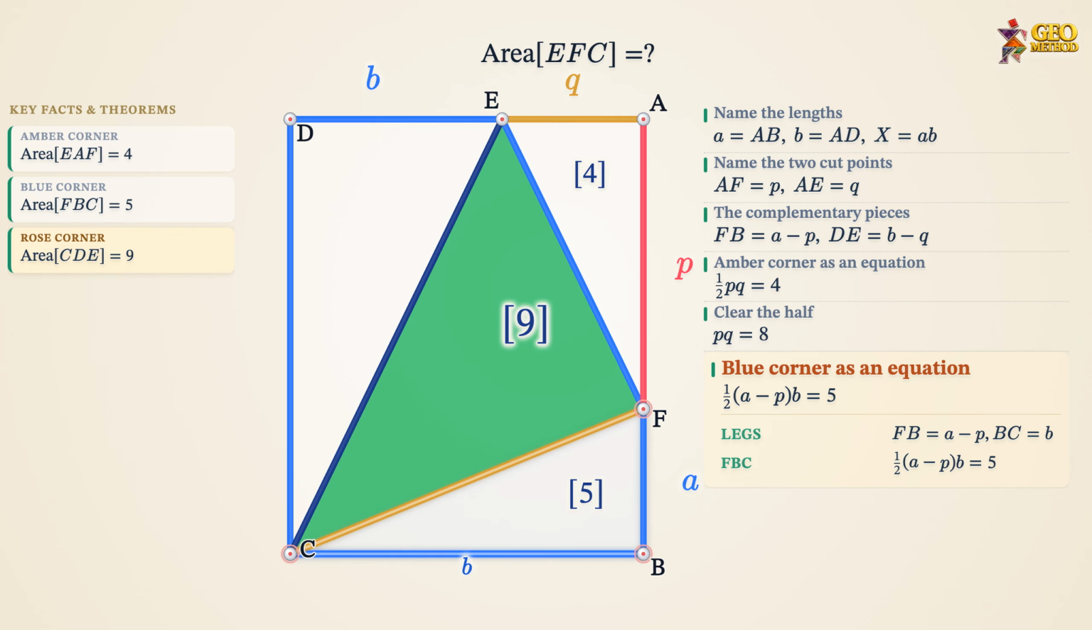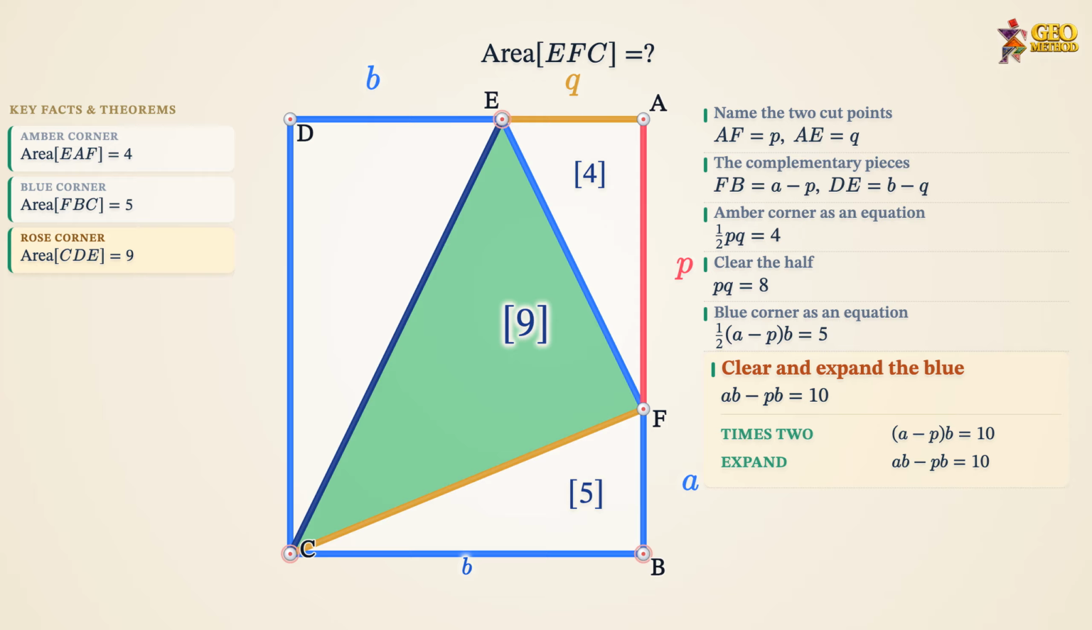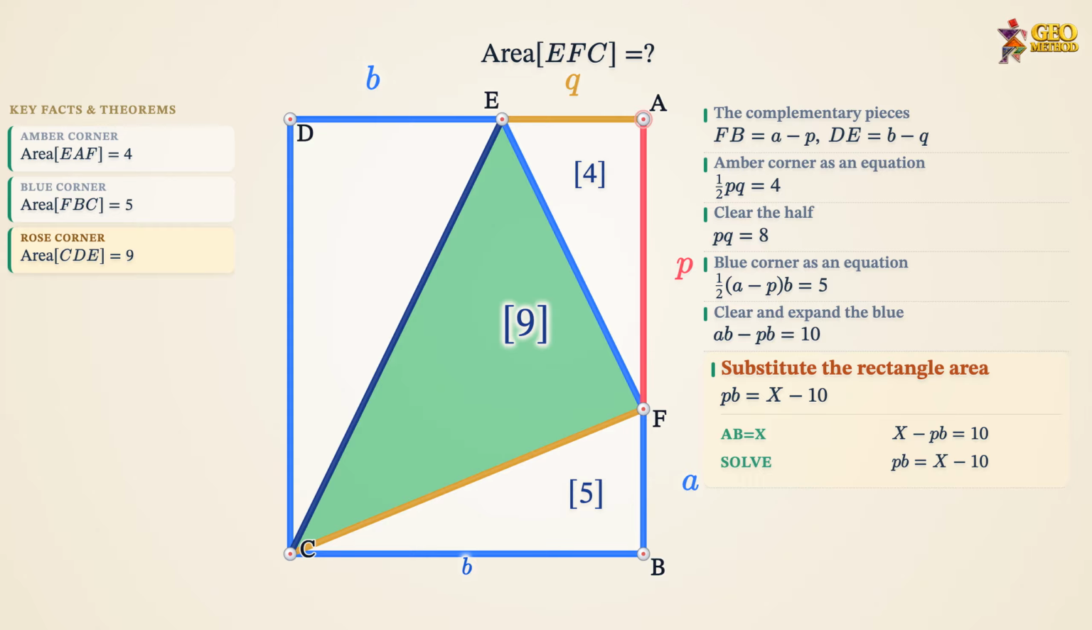Now the blue corner. Triangle FBC has legs A minus P and B, so 1/2 of A minus P times B equals 5. This is our second area equation. Multiply by 2 to get A minus P times B equals 10, then distribute the B. That gives AB minus PB equals 10. Notice AB is exactly our rectangle area X. Replace AB with X, so X minus PB equals 10. Solve for the product PB, giving PB equals X minus 10. One clean expression ready to be multiplied later.